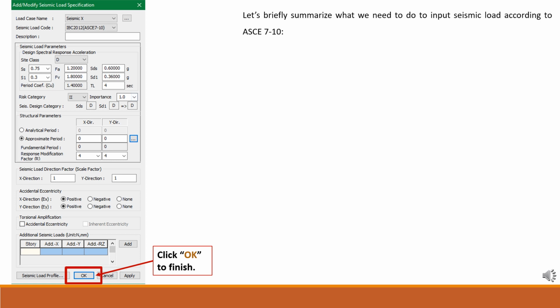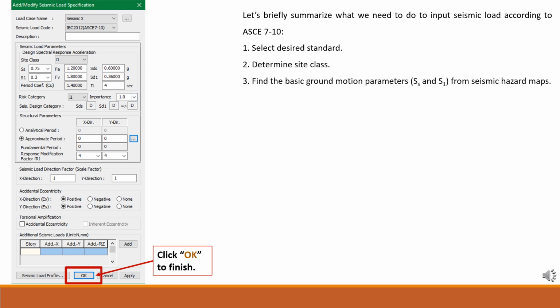Let's briefly summarize what we need to do to input seismic load according to ASCE 7-10. 1. Select desired standard. 2. Determine site class. 3. Find the basic ground motion parameters, SS and S1, from seismic hazard maps. 4. Determine site coefficient factors, FA and FV, according to basic ground motion parameters, SS and S1.